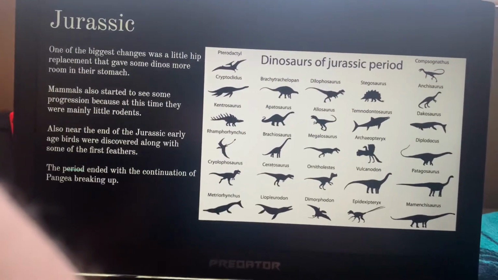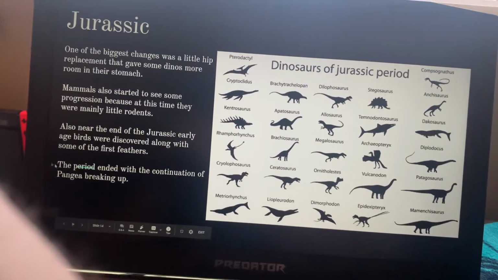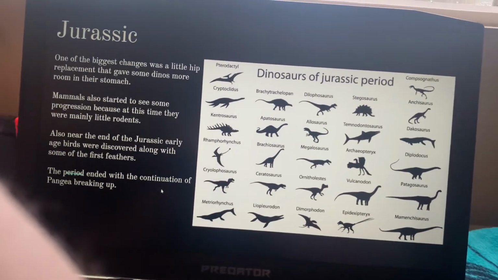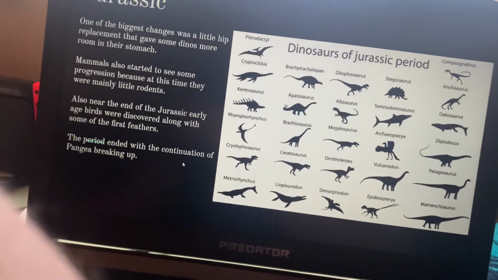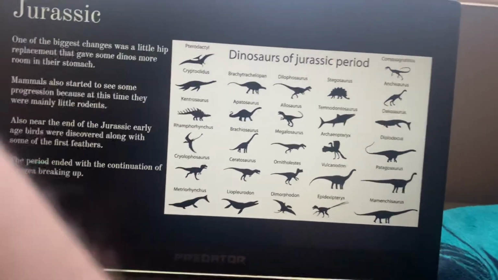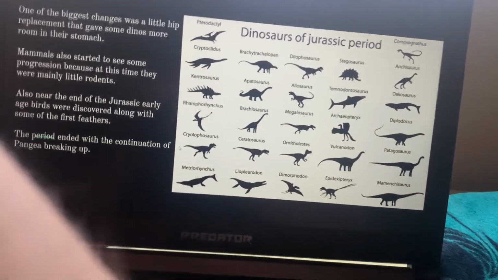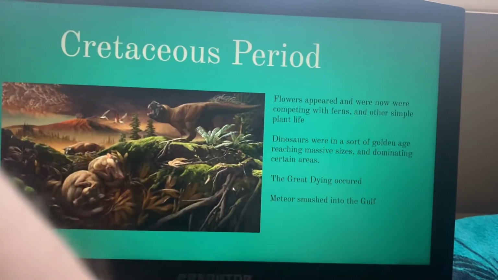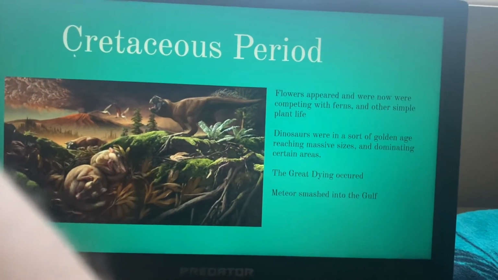And we should probably keep going, but the end of this period was where Pangea was starting to break up again and started to separate into continents that we start to recognize a little bit more. Not quite, because it's still part of Pangea and it's just breaking up, but then it brings us to the Cretaceous period.